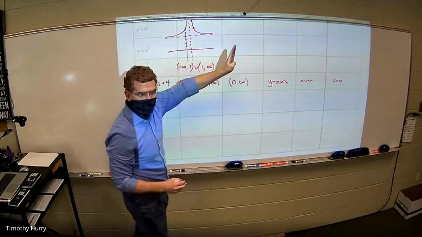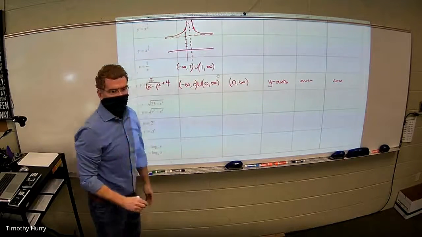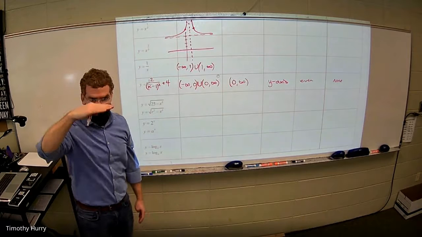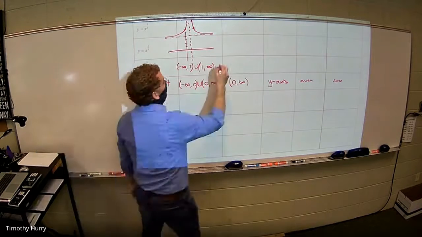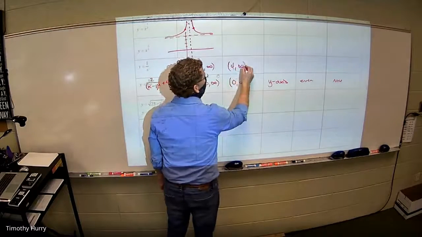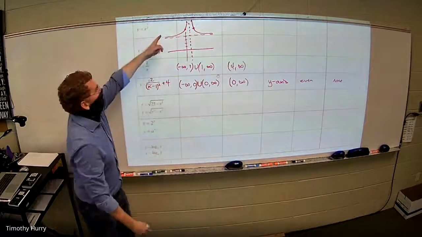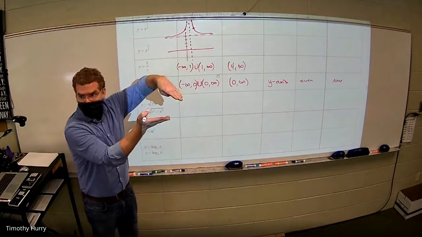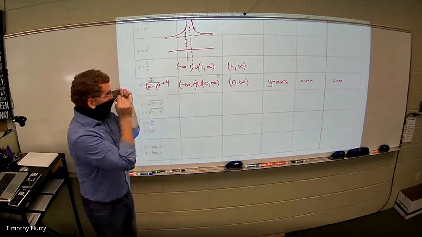Now what about range? I don't come down and hit 0 anymore. What do I do? I come down and hit almost 4. So 4 to infinity. And if that had been reflected, I'd be what? Negative infinity to 4. Y'all see the difference? And then what kind of symmetry?